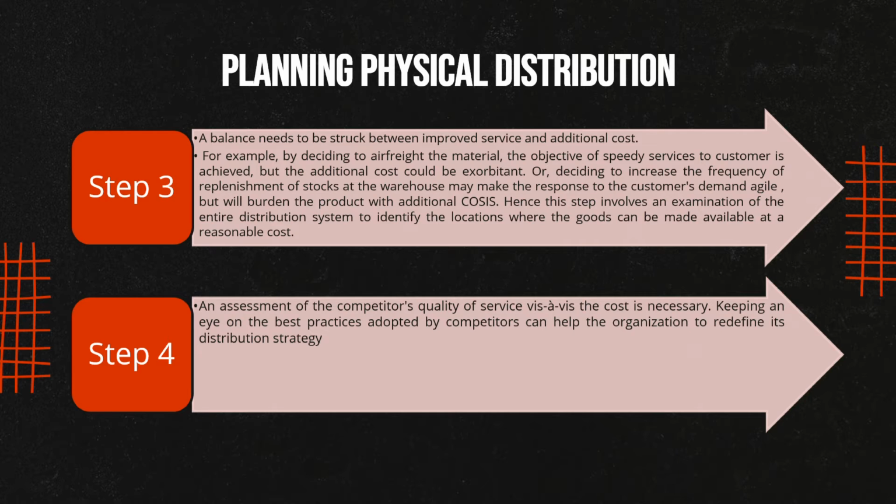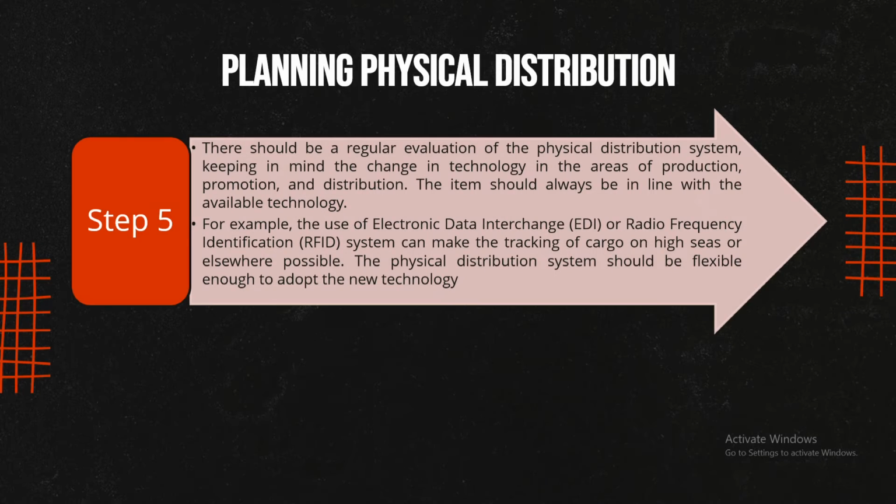Step 4. An assessment of the competitor's quality of service vis-a-vis the cost is necessary. Keeping an eye on the best practices adopted by competitors can help the organization to redefine its distribution strategy. And the last step, there should be a regular evaluation of the physical distribution system, keeping in mind the change in technology in the areas of production, promotion, and distribution. The system should always be in line with the available technology.